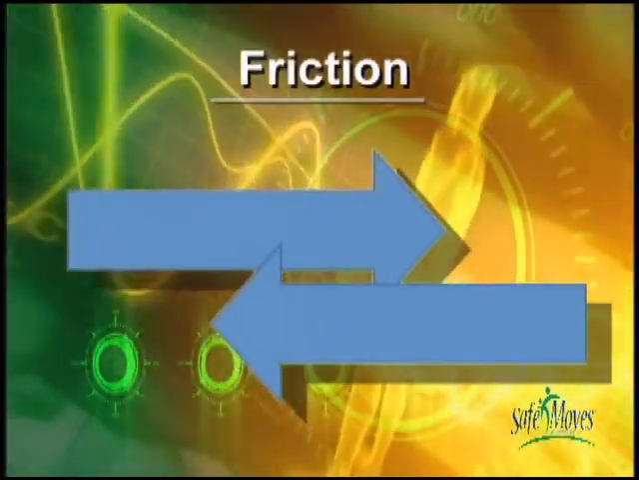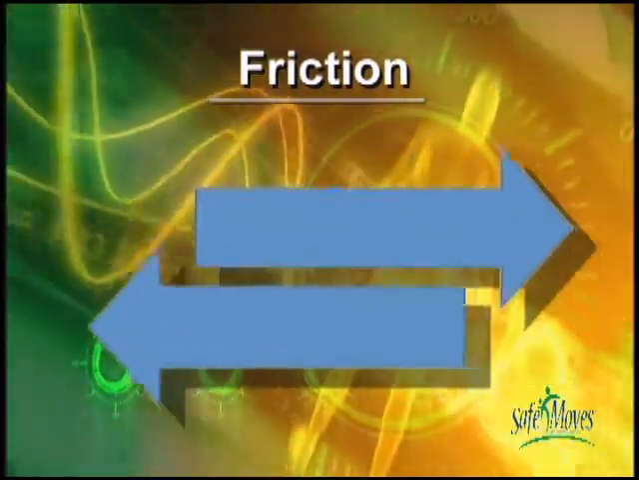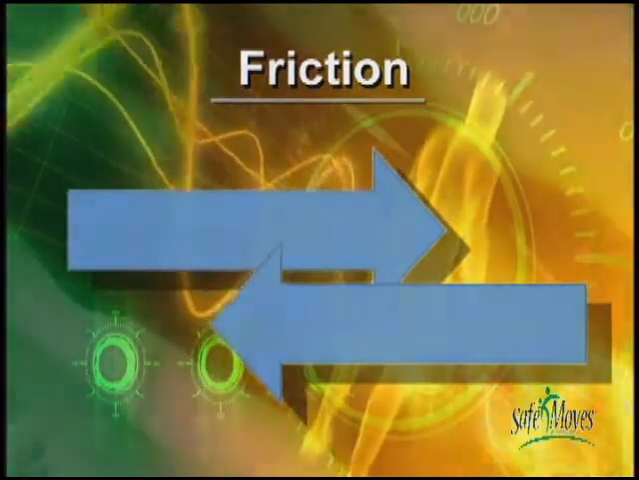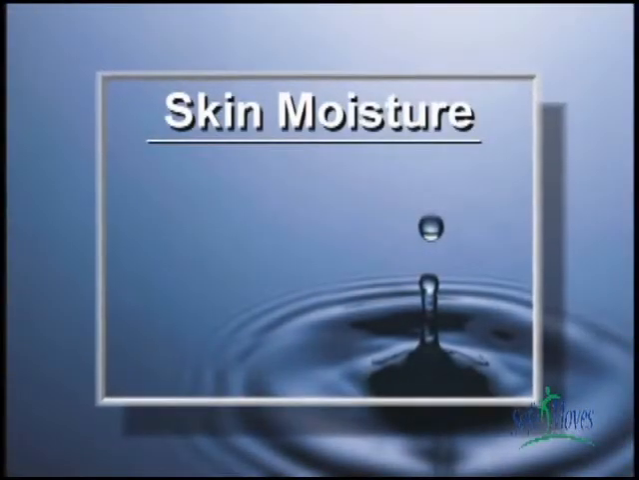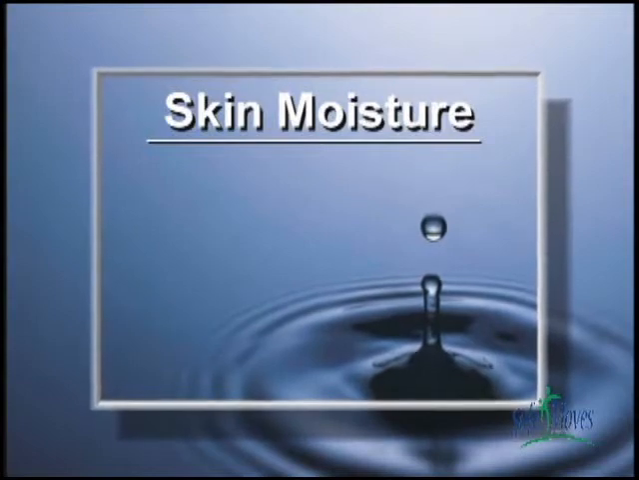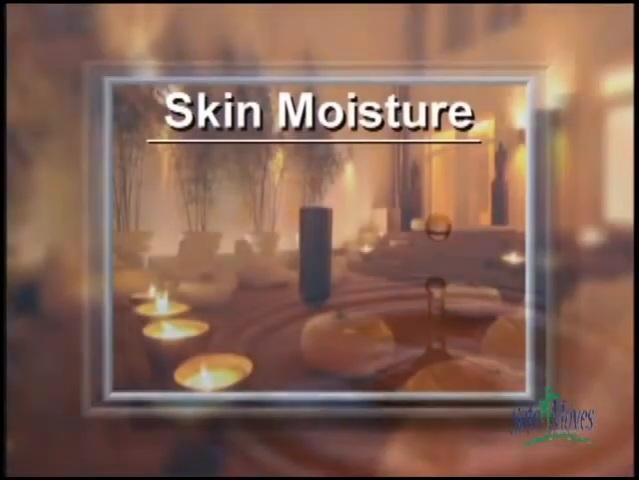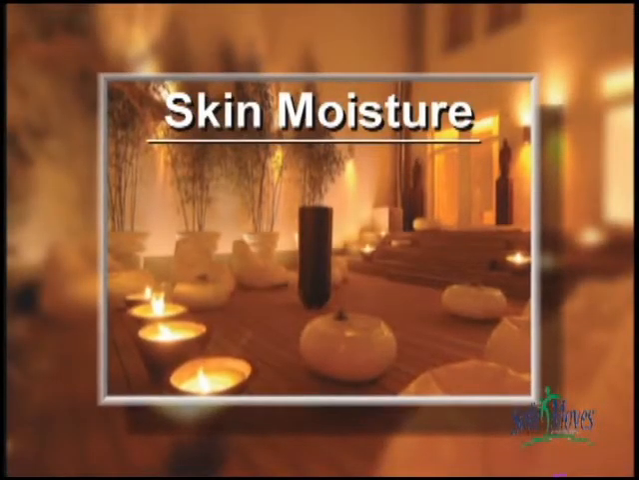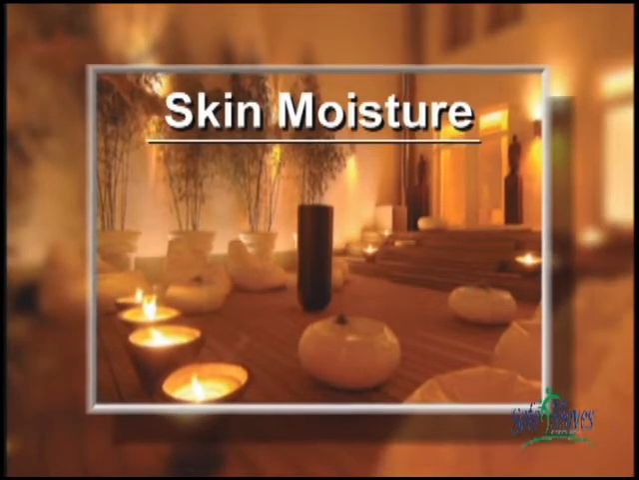Friction is created by repeated movement over surfaces such as bed linens or chair surfaces. Moisture soaks and softens the skin, which increases the risk of ulcer development. A warm and moist environment increases the risk of ulcers. A dry environment with access to air is more therapeutic.